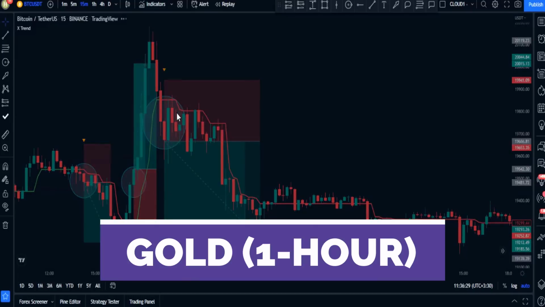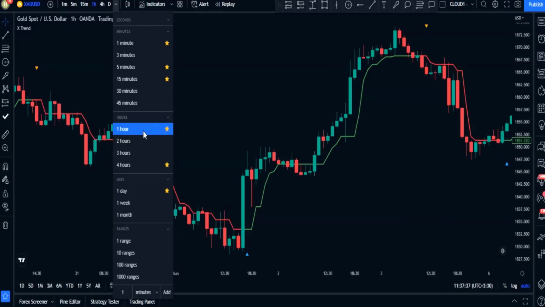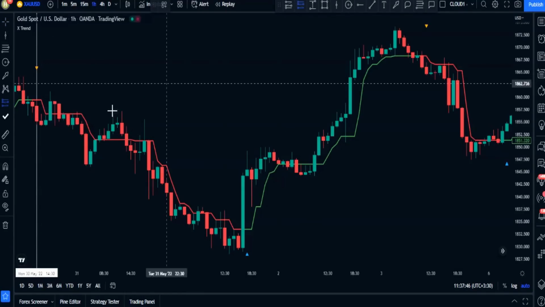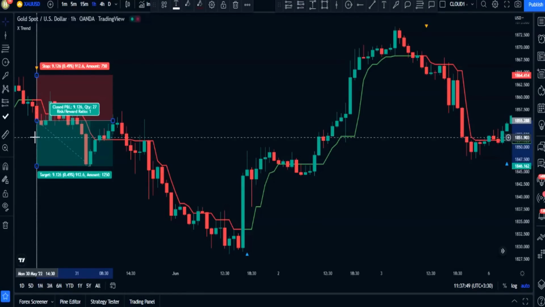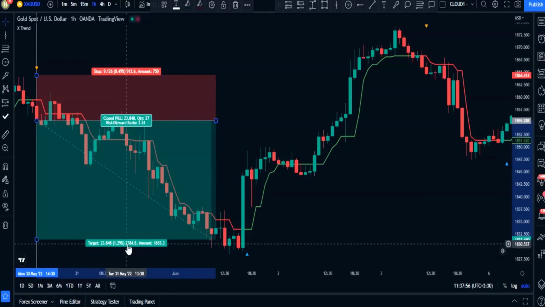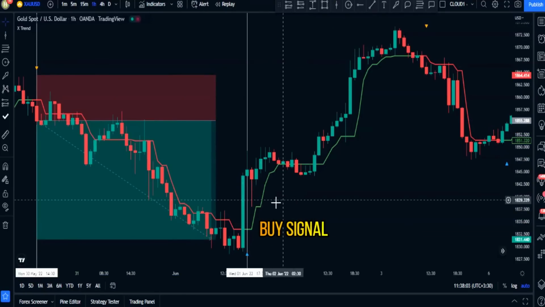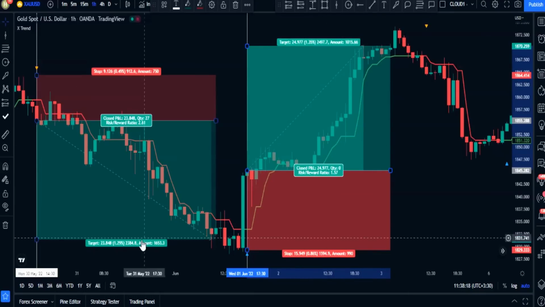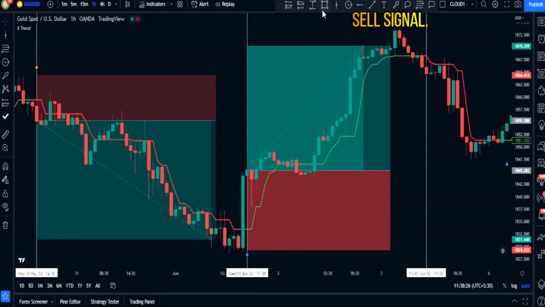Alright, now let's check it out on the gold 1-hour time frame. This is a great sell signal where we can place our sell order at the close of the trigger candlestick, and see how profitable it is. And also this buy signal is a valid signal. And take a look at this sell signal.